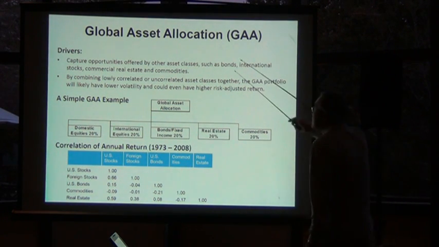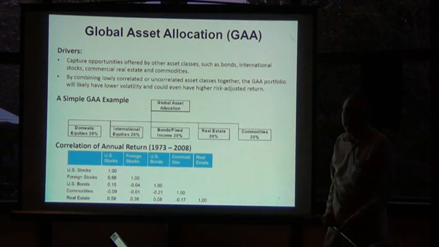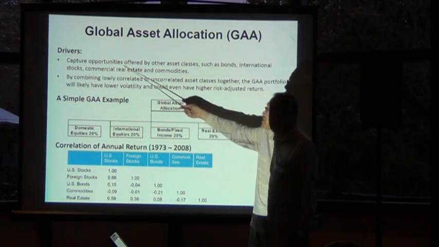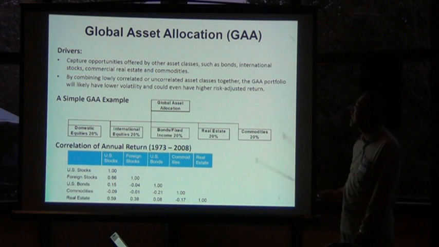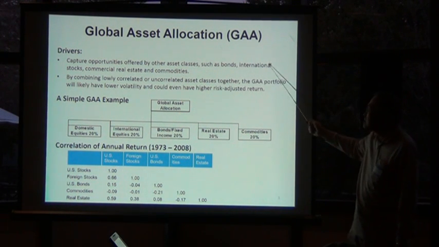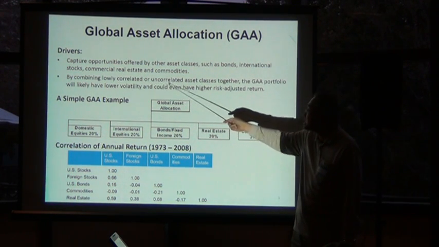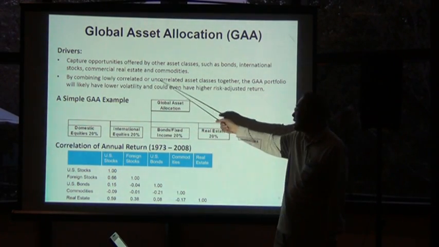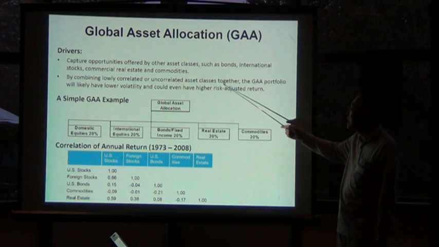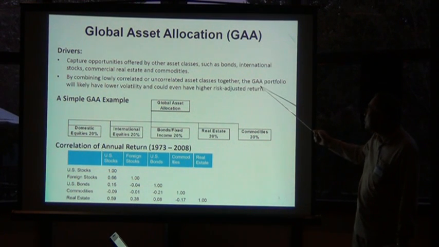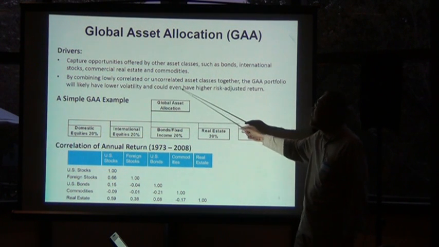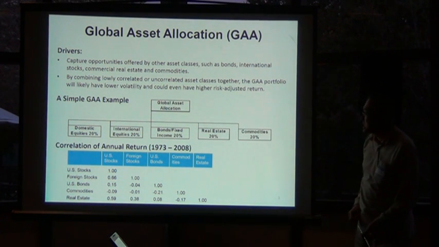So here comes the global asset allocation framework. Basically, we try to capture opportunity offered by other asset classes, such as bond, international stock, commercial real estate, and commodity. By combining lowly correlated or uncorrelated asset classes together, the global asset allocation portfolio will likely have low volatility and could even have high risk adjusted return.